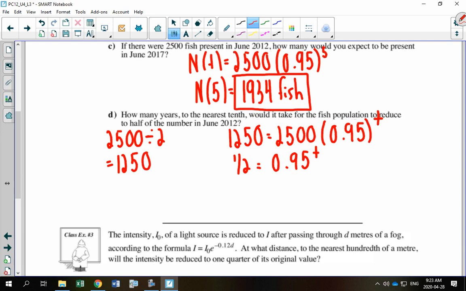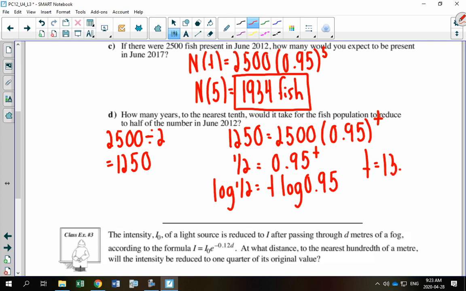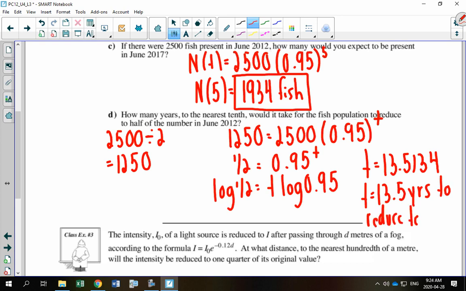Solving for our exponent, we'll use our logs. So log of a half, bring our exponent down, power law, log 0.95, and then just simply divide. So log a half divided by log 0.95, we get 13.5134. So how many years to the tenth? This would be 13.5 years to reduce to half. Okay, so that's an example there for decay.